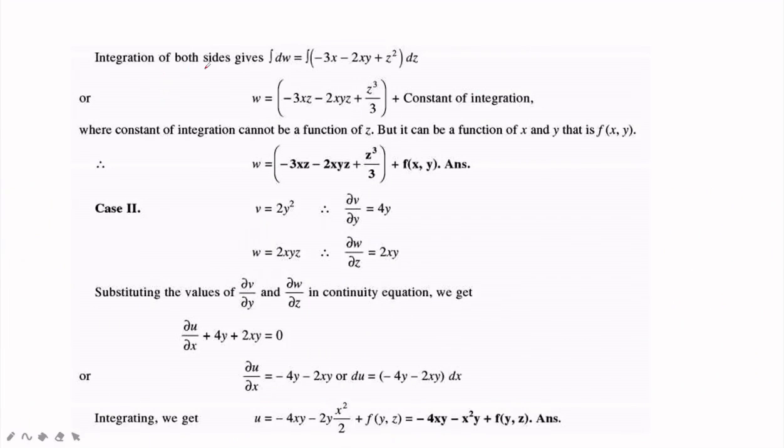So integrate on both the sides. When we integrate, we will get the value of w, that is minus 3xz minus 2xyz plus z cube by 3 plus constant of integration. This constant of integration will be a function of x and y, that is f of x comma y. So you have to write directly f of x comma y as the answer. You should not write plus c, you should write plus f of x comma y. So this is your answer.